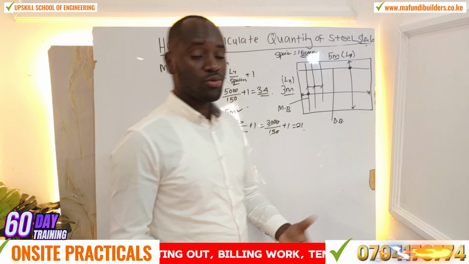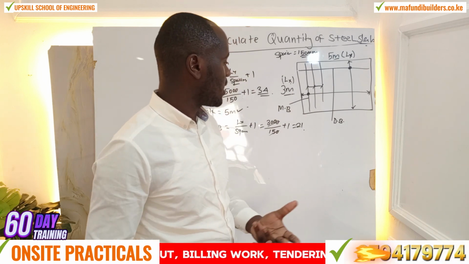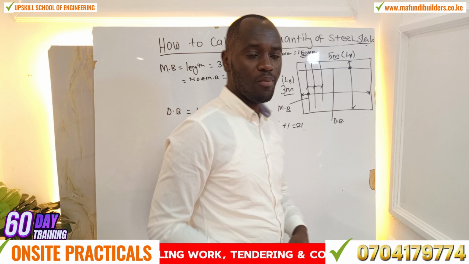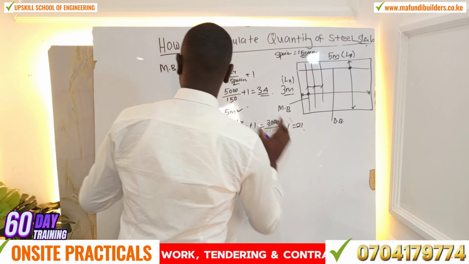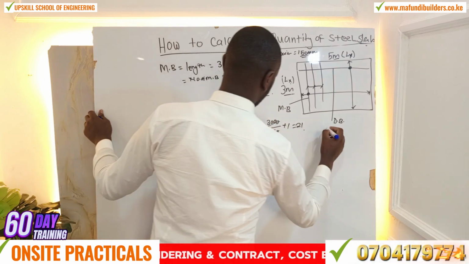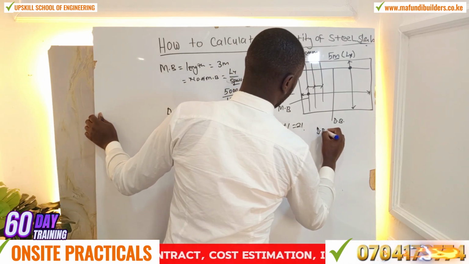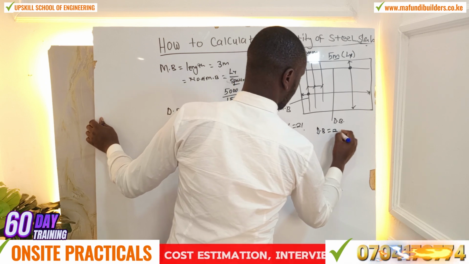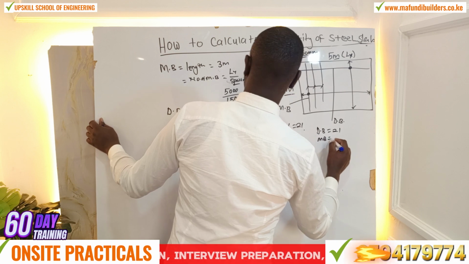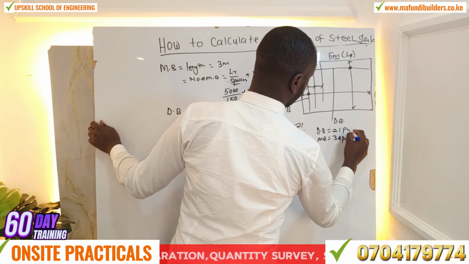The next question: if you're going to buy those bars, how many bars are you going to buy? Now we need to find the number. Remember, we have said that the distribution bars are 21 pieces and the main bars are 34 pieces. So these are pieces.